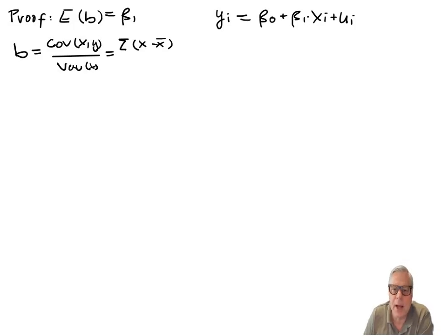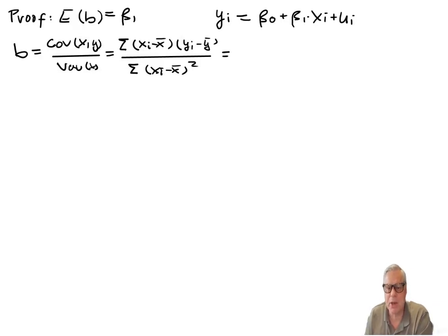So xi minus x bar times yi minus y bar. So that is the product of all the deviations of x and y from the mean. And then we divide that by the variance of x, and that is the sum of xi minus x bar squared.